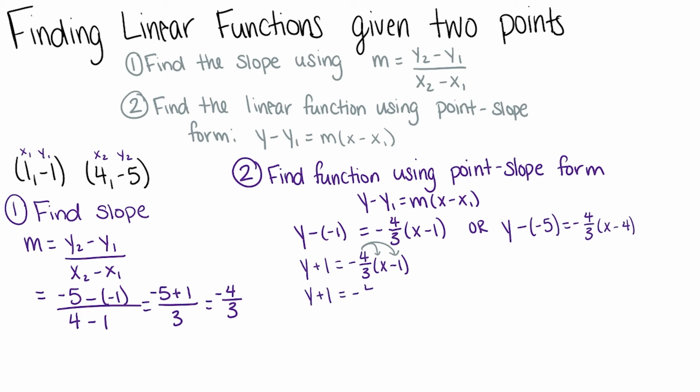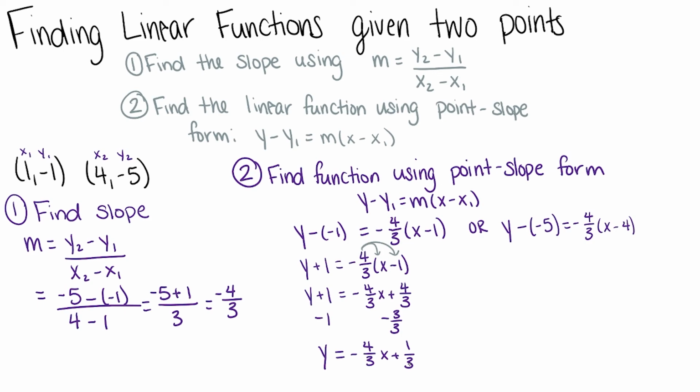So this means we have y plus 1 equals negative 4/3 x plus 4/3. And now let's subtract 1 from both sides. So when we subtract 1 from both sides, on the right side, we're subtracting 3/3. Whenever we're adding and subtracting fractions, we need to make sure we have common denominators, and our common denominator here is 3, so we're going to subtract 3/3. 4/3 minus 3/3 is 1/3, and our function is y equals negative 4/3 x plus 1/3.